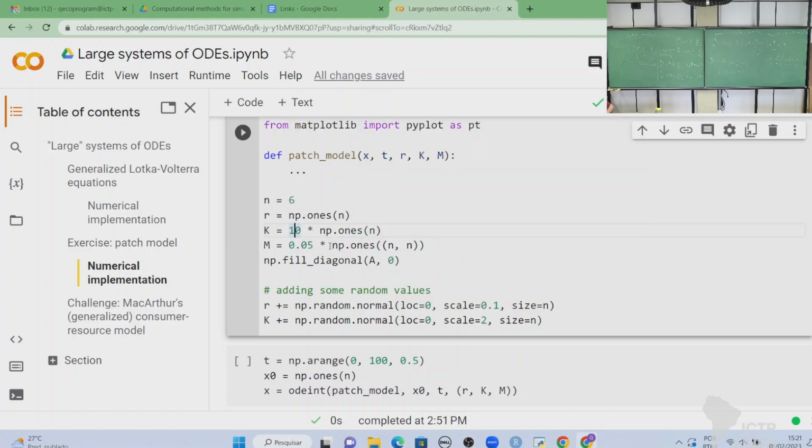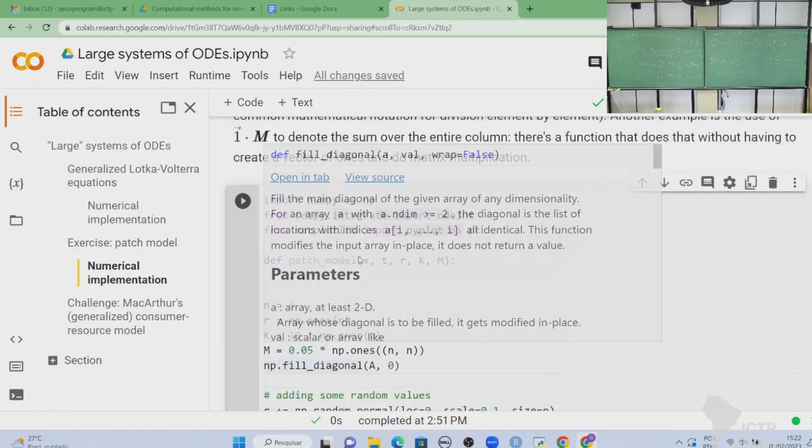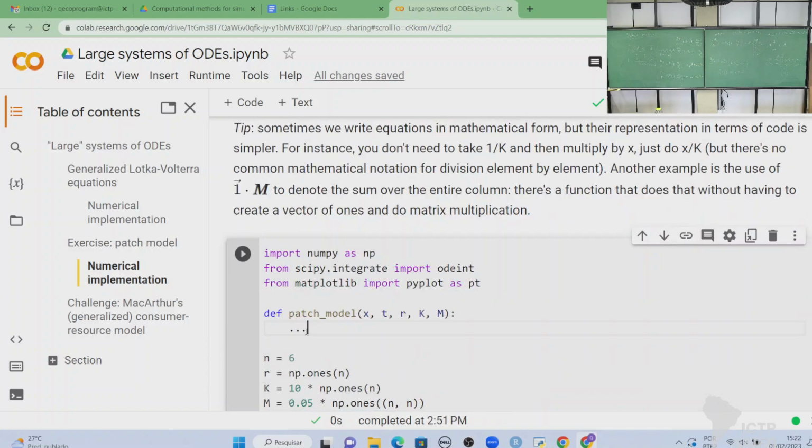And then I said that all of the migration rates will be equal to 0.05, okay? So it's relatively small migration. And then I just use fill diagonal again to say that the main diagonal, the migration from itself to itself, is going to be 0, okay? I added some random values here, and then I want to solve this, but I call this an exercise, okay? Because I wanted you to try to do this, yeah?